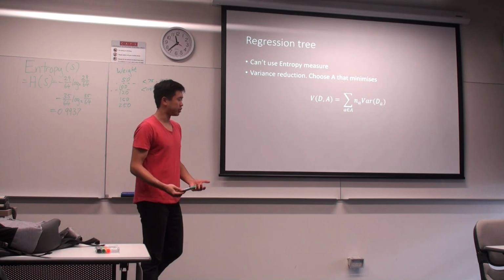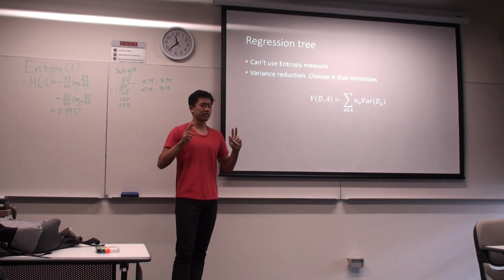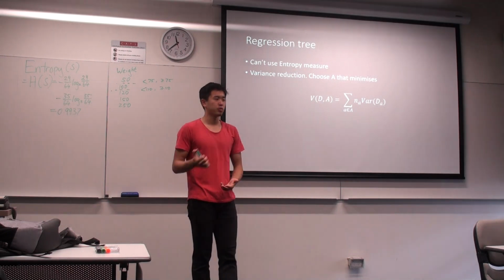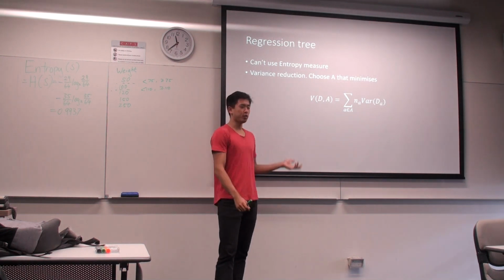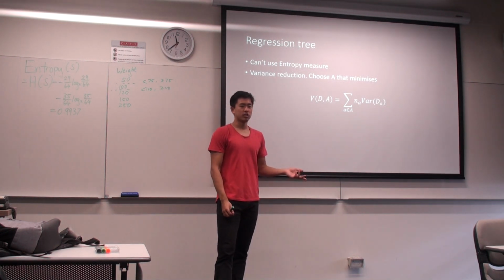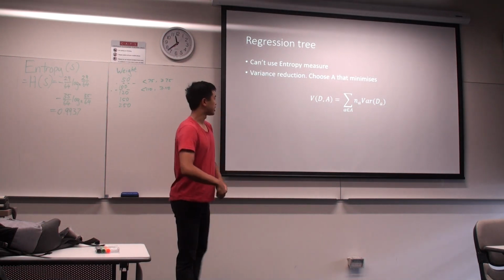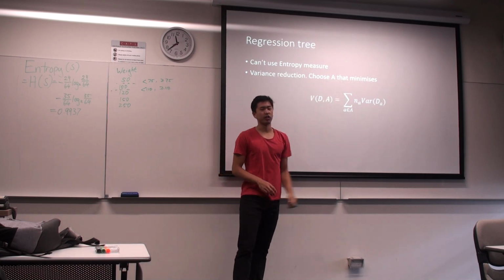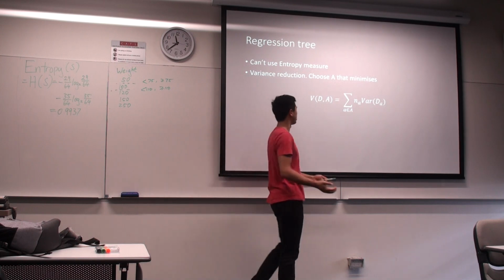So with a regression tree, how do we calculate the information gain? Because we can't use the entropy anymore. That relied on having proportions of different categories. But here we have numerical variables, so there are no categories, there's no proportions of that. So instead what we do is we try and minimize the variance. So the idea is very similar, and the formula is pretty similar as well.